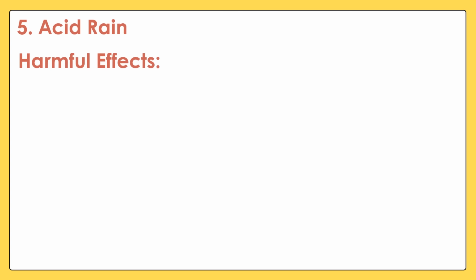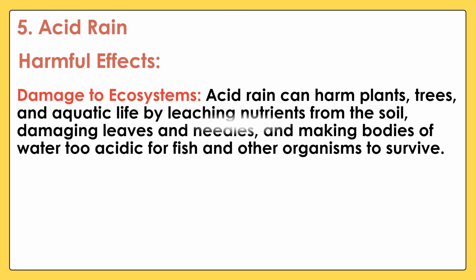Harmful effects of acid rain. First, damage to ecosystems. Acid rain can harm plants, trees, and aquatic life by leaching nutrients from the soil, damaging leaves and needles, and making bodies of water too acidic for fish and other organisms to survive.